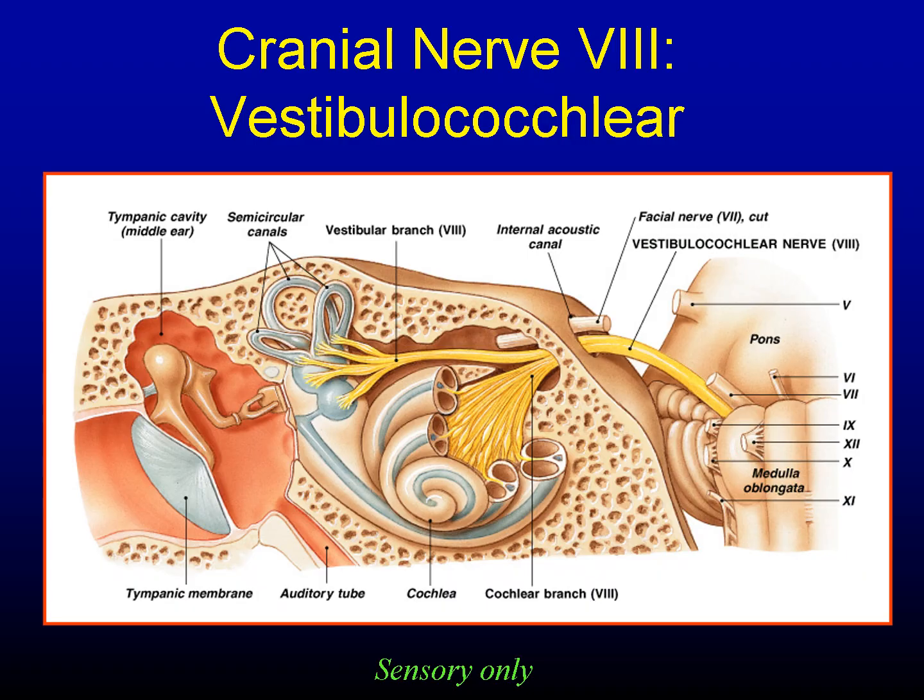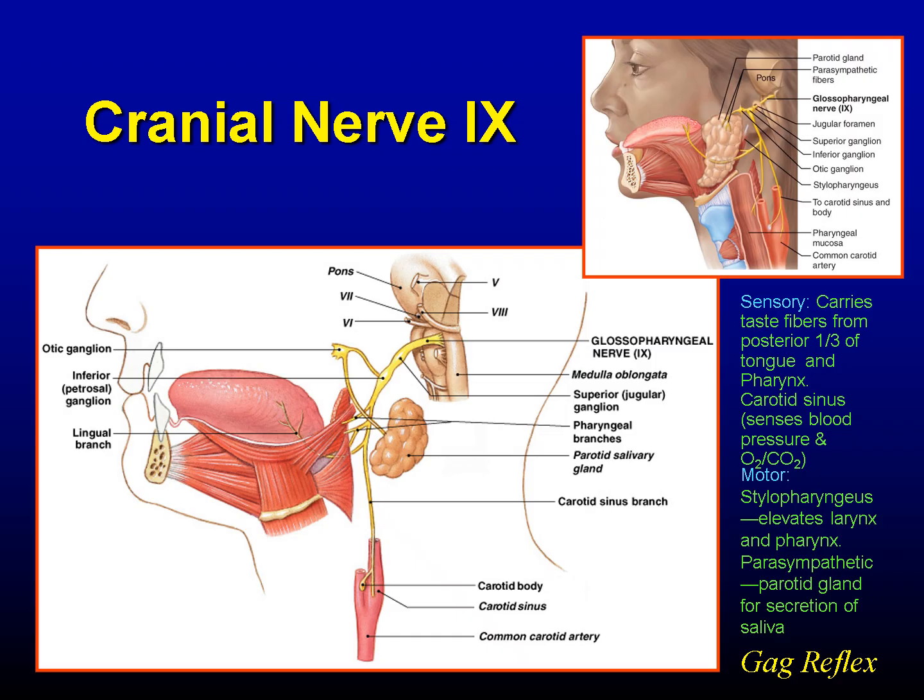The two branches combine at the internal acoustic meatus, forming the vestibulocochlear nerve, which enters the brainstem at the pons-medulla junction. Cranial nerve 8 carries sensory information only. Hearing information is carried to the medial geniculate of the thalamus, and information regarding balance is carried to the cerebellum for processing.